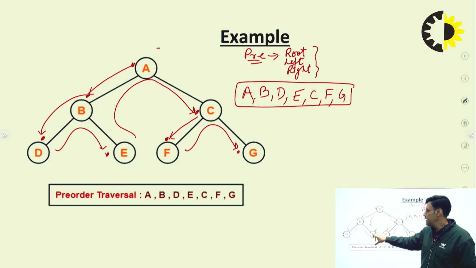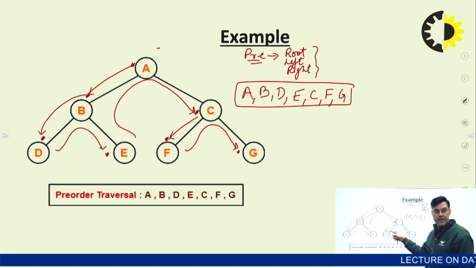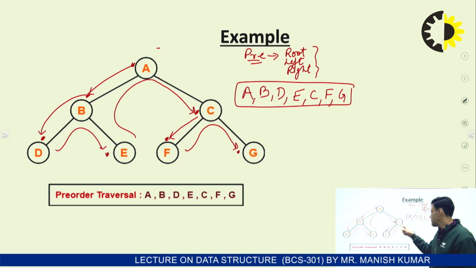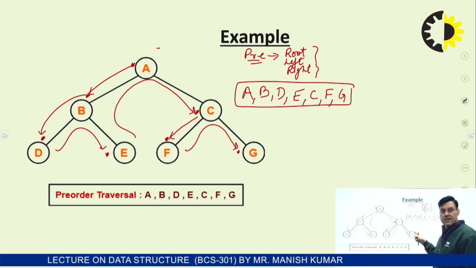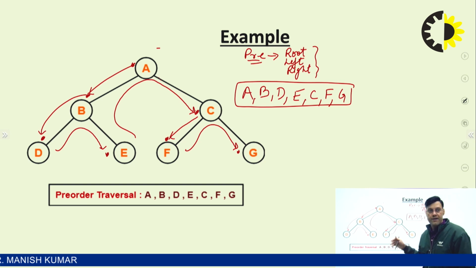We print E. Backtrack, go towards the right subtree. When we proceed towards the right subtree, we see that C is a root node. Priority is given to the root node, so after E, we have printed C. Then we proceed towards the left subtree. Under this left subtree, no child is there. This is the leftmost key. Under the right subtree, we have printed F. Then we proceed towards G. This is the rightmost key of this right subtree. We have printed G at last. So this is the pre-order traversal.